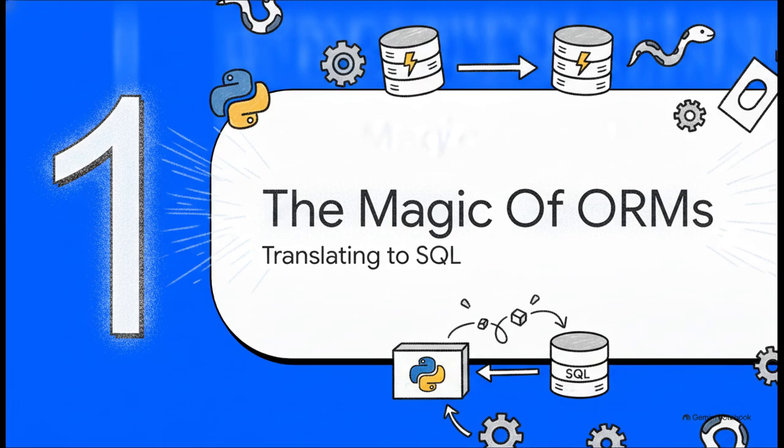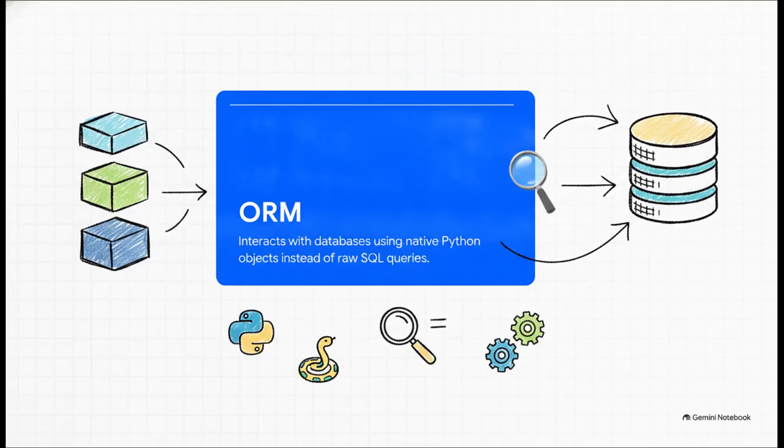Let's quickly revisit this foundational concept. So what actually is an ORM? Well, an Object Relational Mapper acts basically like a ridiculously smart translator. It lets you interact with a relational database, meaning your structured tables, rows, and columns, using just native Python objects. You don't have to sit there writing raw SQL by hand. You just write Python, and the ORM handles all that complex SQL translation for you behind the scenes.